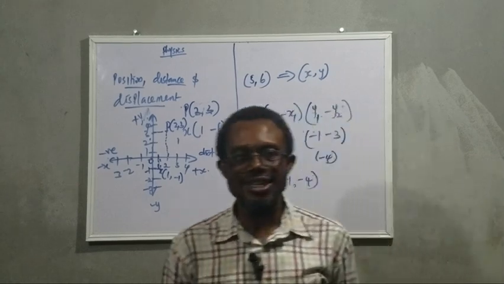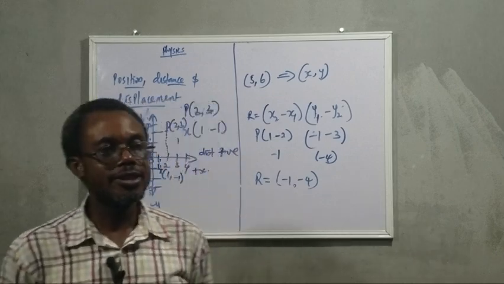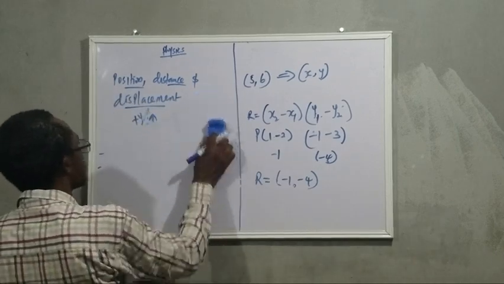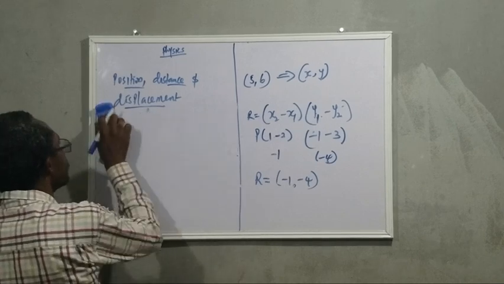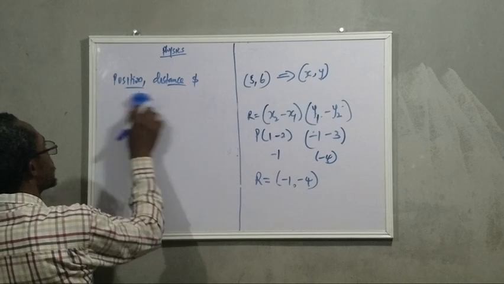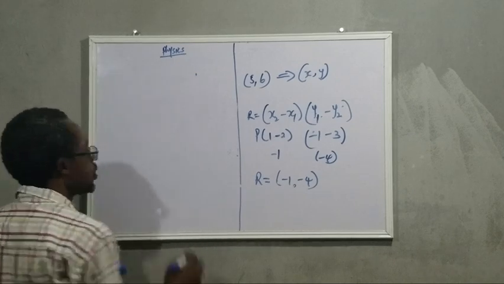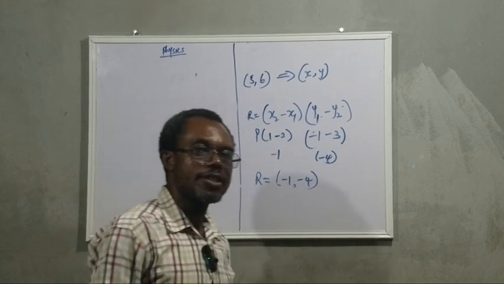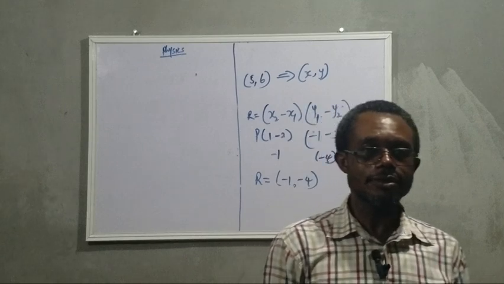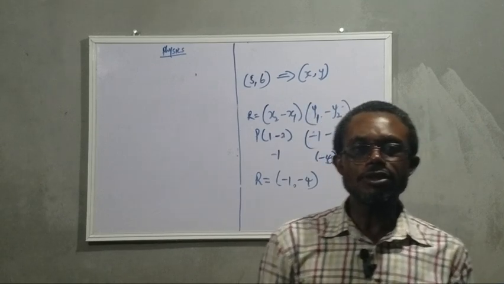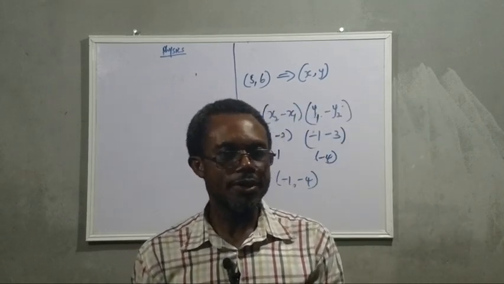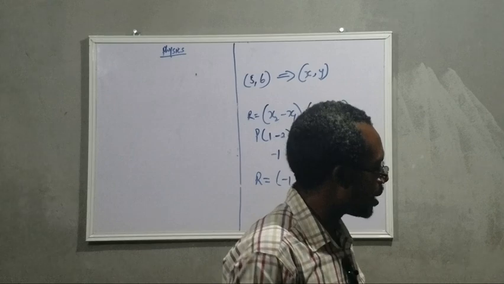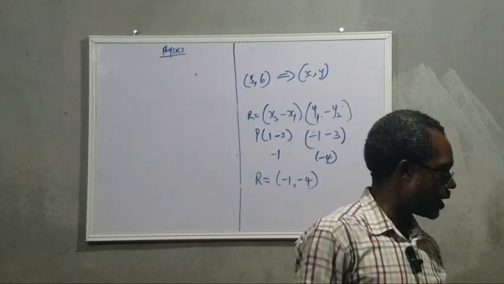concept of distance. Distance is defined as the change in position of an object. Now we can have distance defined as the change in position of an object with time. Distance is a scalar quantity. That means it has magnitude but it does not have direction.